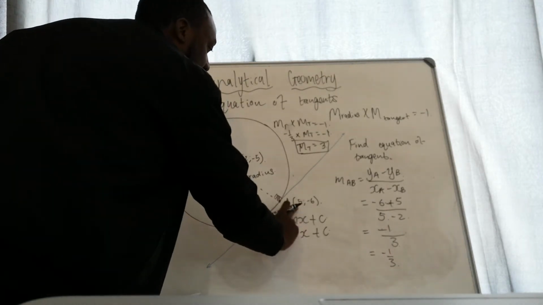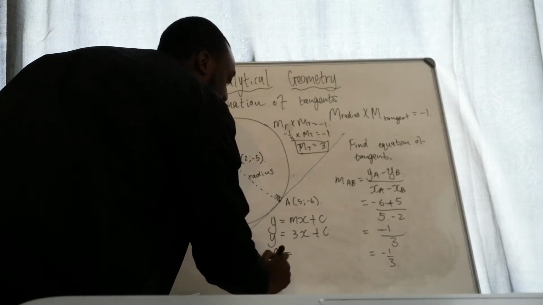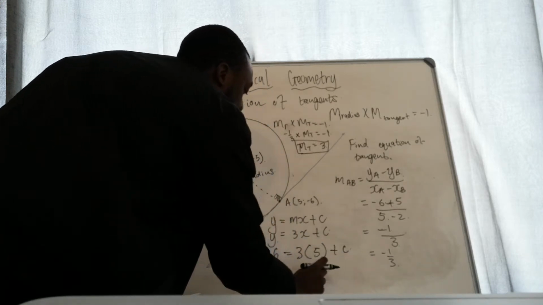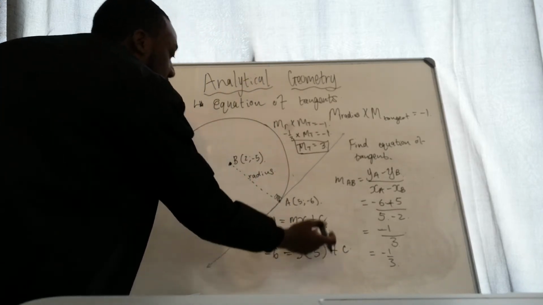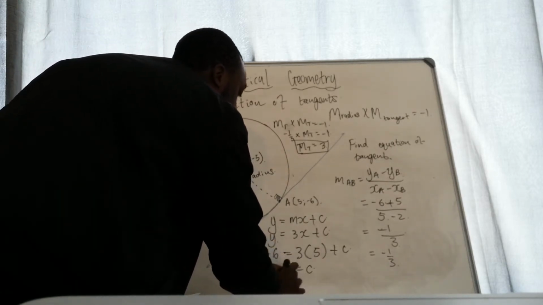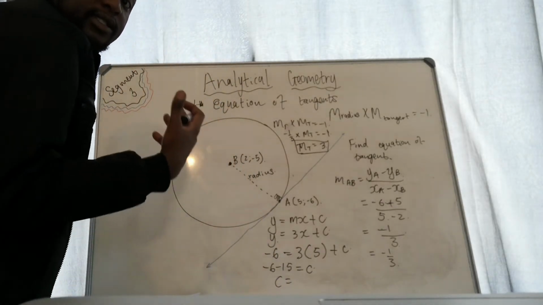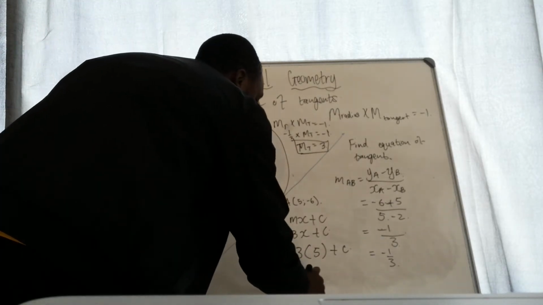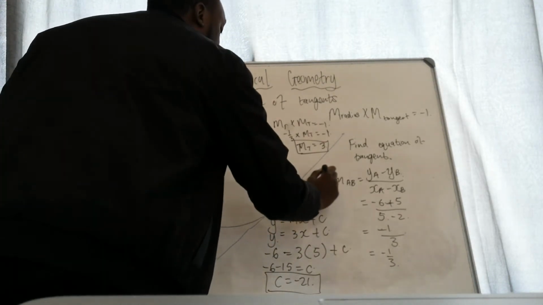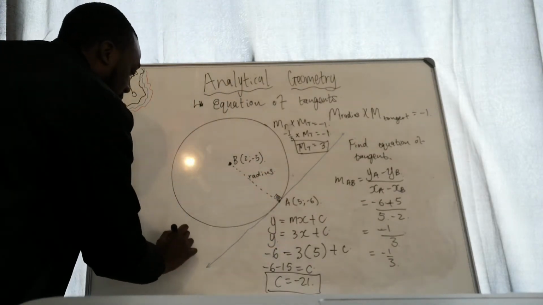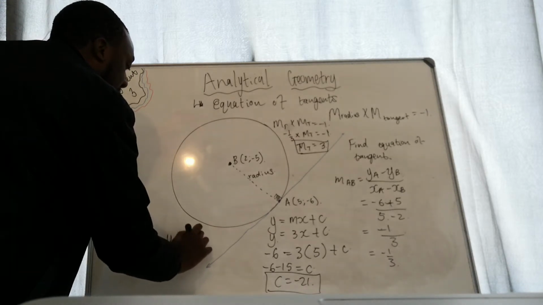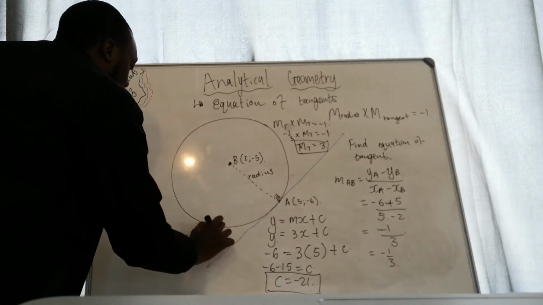So I substitute the coordinates of A there, negative 6 for the y, positive 5 for the x. These multiply, they give me 15. They go to the other side. It says negative 6 minus 15. And so the c value is negative 21. Remember what they're looking for? They're looking for the equation, so let me just put the equation here. Y is equal to 3x minus 21.